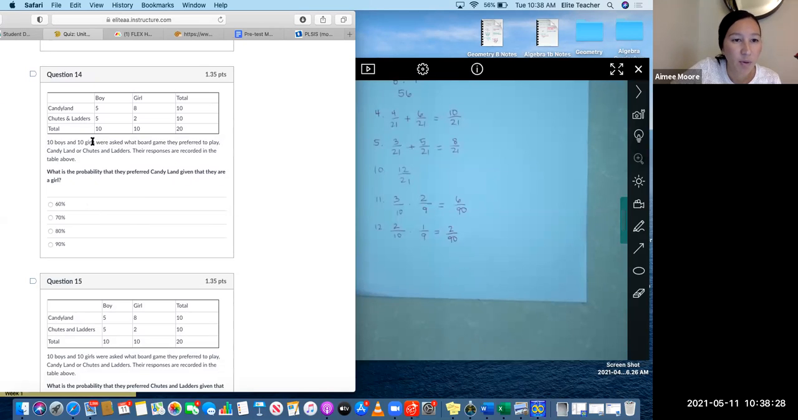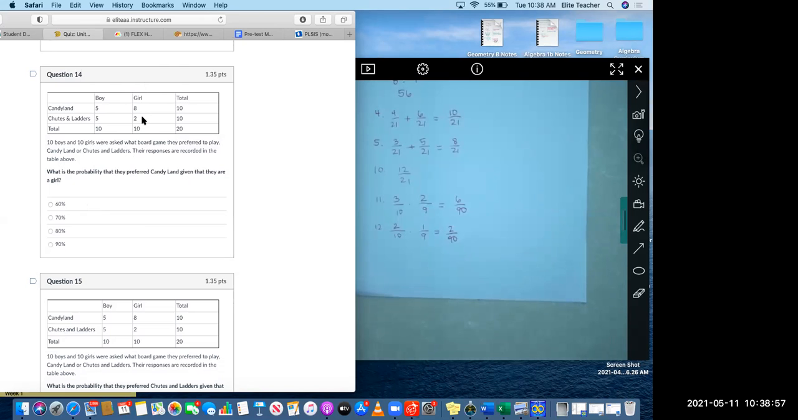So 10 boys and 10 girls were asked what board game they preferred to play, Candyland or Chutes and Ladders. Their responses are recorded in the table above. What is the probability that they preferred Candyland given that they are a girl? So we're not looking at the boy column, because it says given that they are a girl. So we're only looking at the girls. So how many preferred Candyland? 80%. Yep. There are 8 out of the total girls, which was 10, which would be 80%.